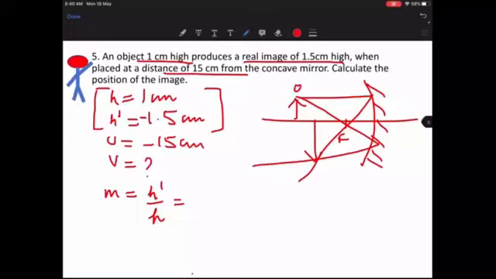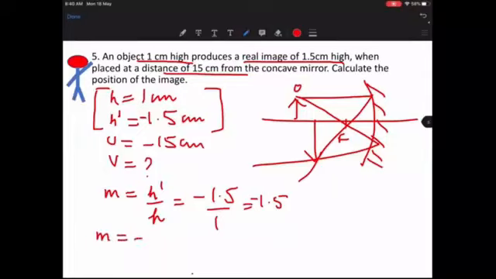So minus 1.5. So let's say if I put minus 1.5 divided by 1, you will get minus 1.5 as magnification. Now if you use this magnification and calculate your V, look at the magnification formula in case of mirrors. It will be minus V by U. You please do not forget this minus sign.